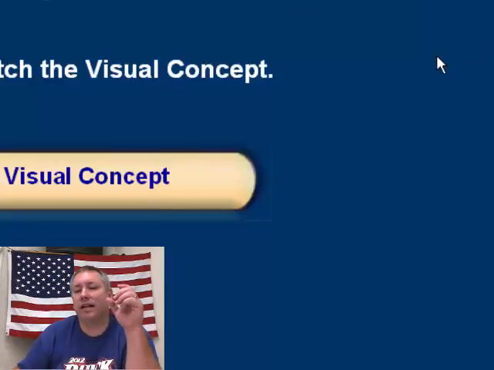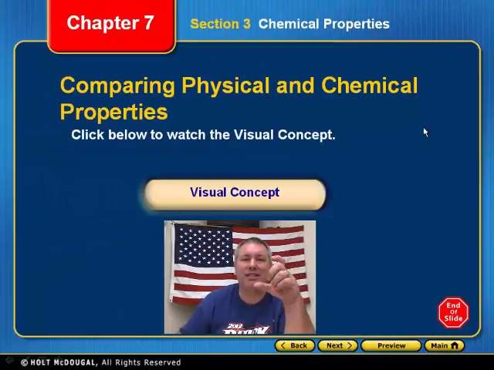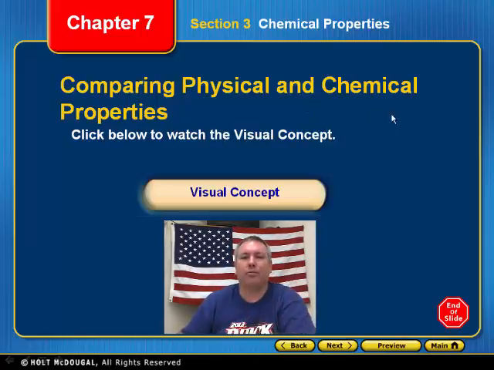Okay, so when we look at chemical properties and physical properties, you can see that physical properties are easier to observe than chemical properties.